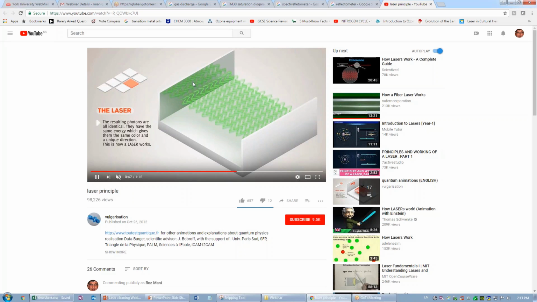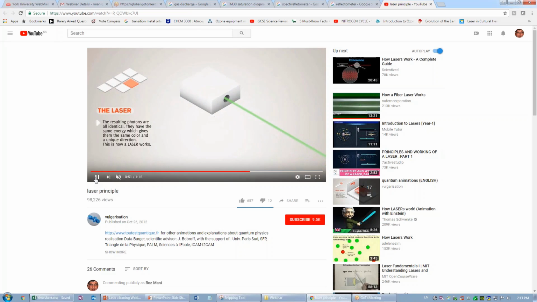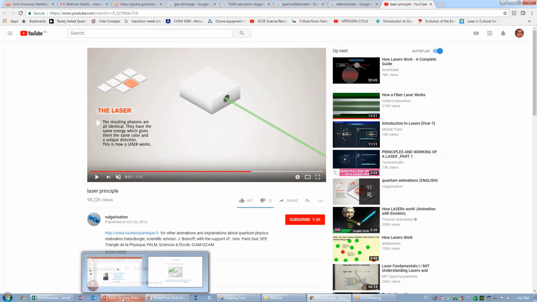And these are all identical photons with the same wavelength and same frequency. And if one of the mirrors is a partially reflecting mirror, all these identical coherent photons will emerge, and that forms the laser beam. So this is how a laser works.